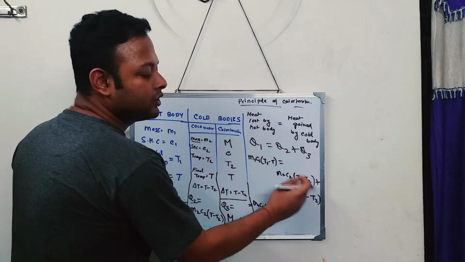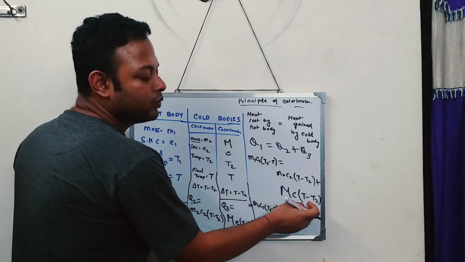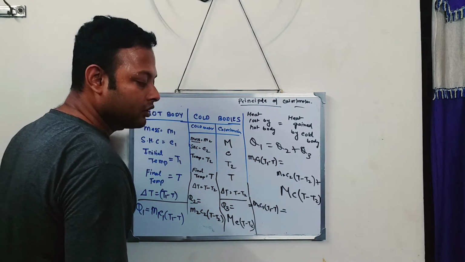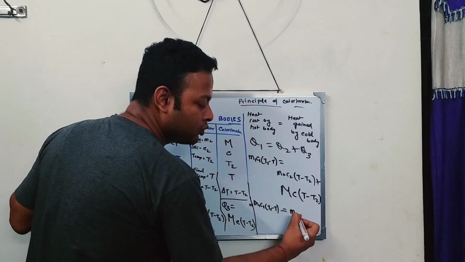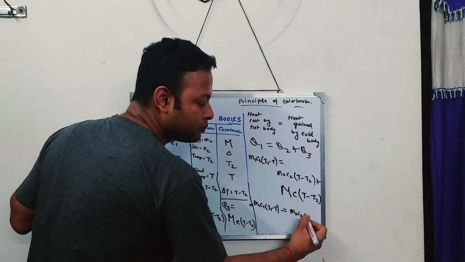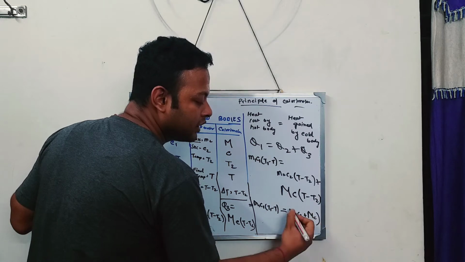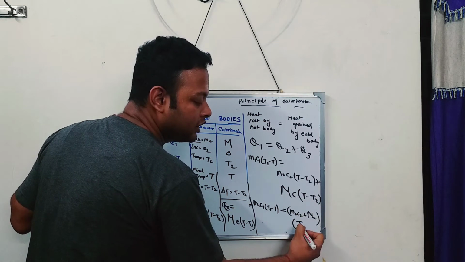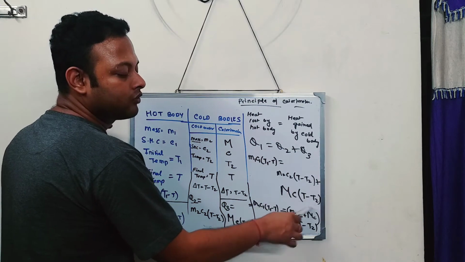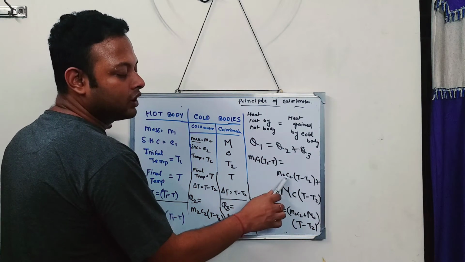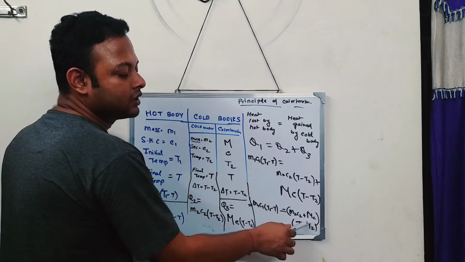Now think from this two, can't we take T minus T2 common? We can take common. So if we take common, what it becomes? See, M2 C2 plus capital MC, and in bracket we can write T minus T2. We have taken the T minus T2 common from both the sides. If we take common, then M2 C2 and MC remains.